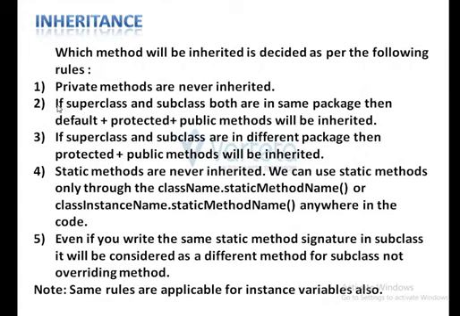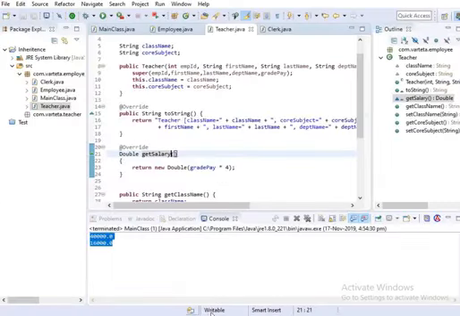Now we'll move on to the second and third rule of inheritance. If superclass and subclass both are in the same package, then default, protected and public methods will be inherited. While if superclass and subclass are in different packages, then only protected and public methods will be inherited. We'll understand this rule by moving our class into different packages.